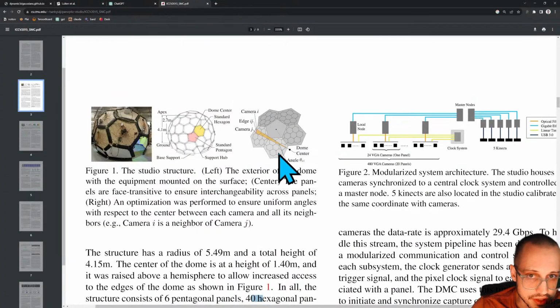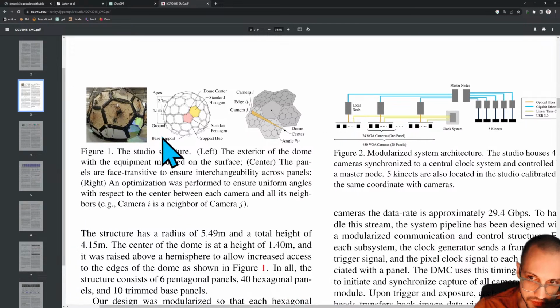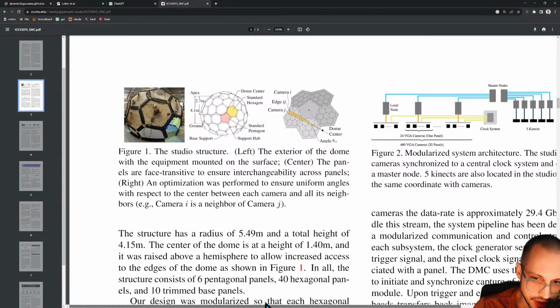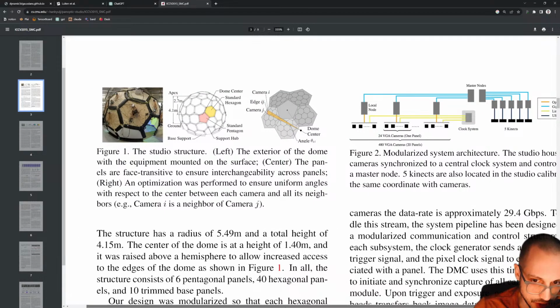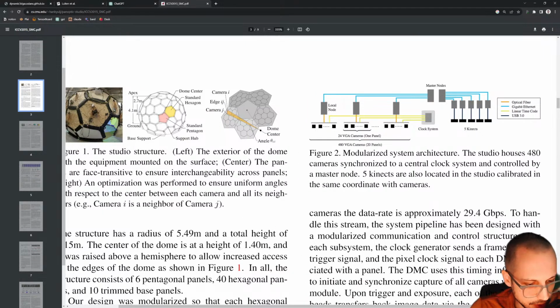Let me actually see if this tells you a little bit more about it too. The studio houses 480 cameras synchronized to a central clock system. So what's nice about that dome is that basically you can take 400 pictures instantaneously at the same exact point, and because this is a stable static structure, you know the exact position of every single one of these cameras, right? You went in there beforehand with a little checkerboard and you basically calibrated every single one of these cameras, so you know that every single picture is taken at the same exact time, and you know the exact position of the camera when that picture was taken. And it's a little bit of a cheat code for sure.